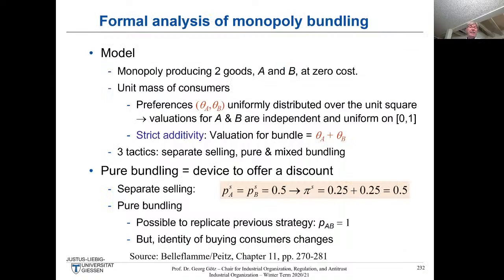Yeah, hopefully the idea was clear, because now we just do almost the same, but we put it in a little bit more formal terms by looking into how Paul Belleflamme and Martin Peitz presented this in their textbook. You will see it's exactly the same as we just did here. Again, we assume that we have this monopolist producing 2 goods, A and B, at 0 marginal cost. Okay, we have a unit mass of consumers. So this is the only difference.